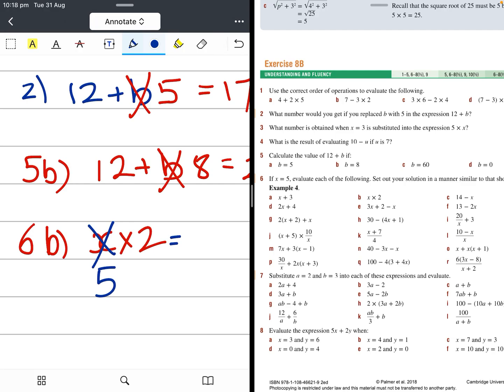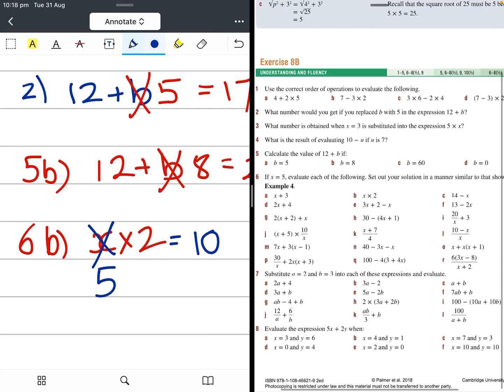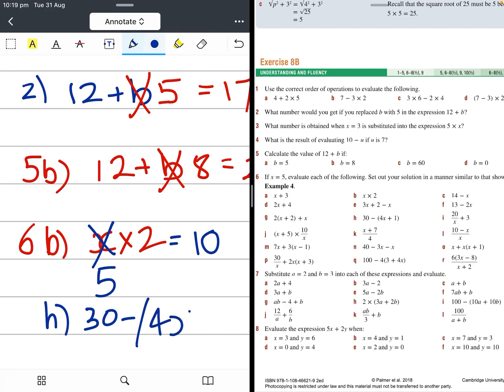What's 5 times 2? You say 10, yay. That's right. Let's try a harder one. Let's try H. H says 30 minus brackets 4x plus 1.